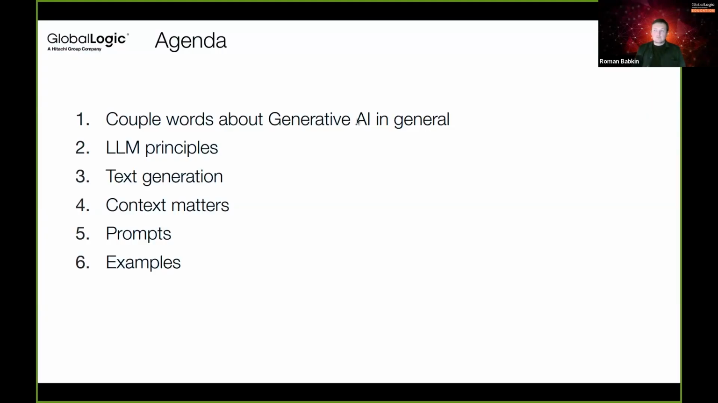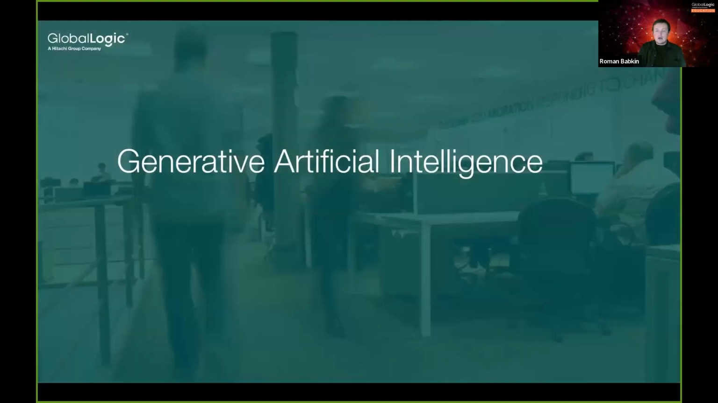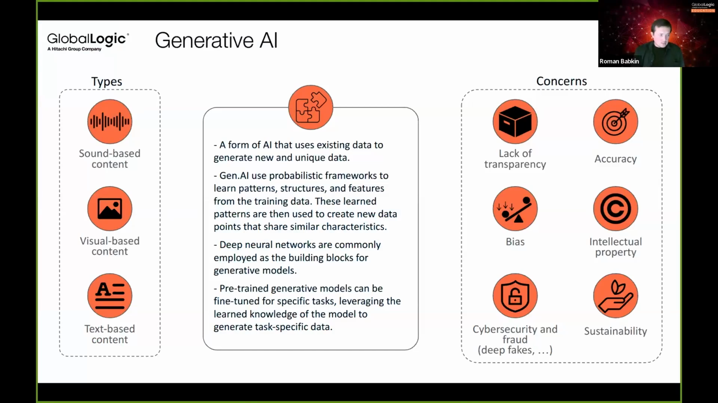So a couple of words about generative AI, and then we will dig into large language models, the text generation models. What is generative artificial intelligence? Generative artificial intelligence is a form of AI. AI is more of a marketing word; data scientists prefer to say machine learning, data science, or even statistics. AI is a very fluffy word, let's say. It is a form of AI that uses existing data to generate something similar, or not similar, but based on this data.